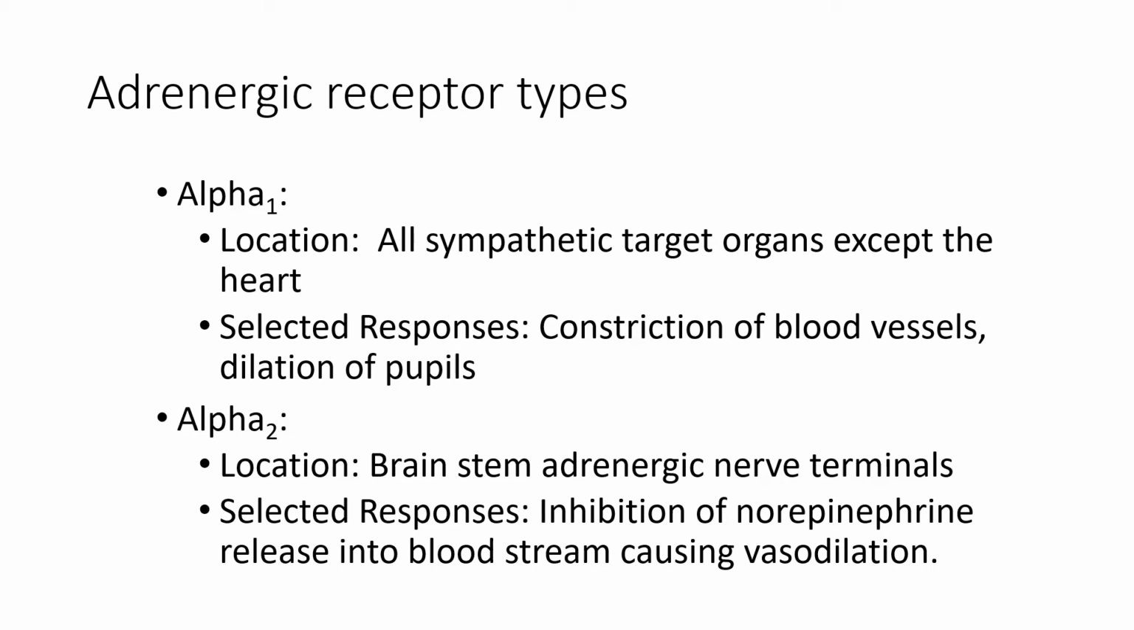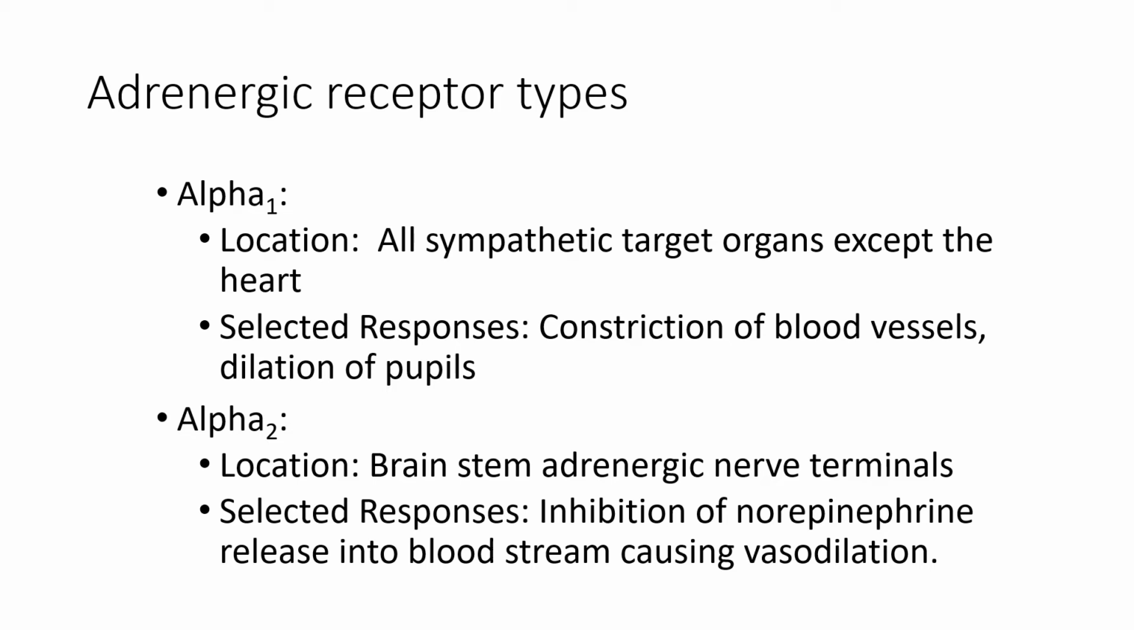The alpha-2 receptors I've kind of avoided talking about. They're the least important, but they seem to come up every once in a while anyways. So they're in the brainstem, okay? So these receptors live in the brainstem. And their typical action is to inhibit norepinephrine release into the bloodstream.